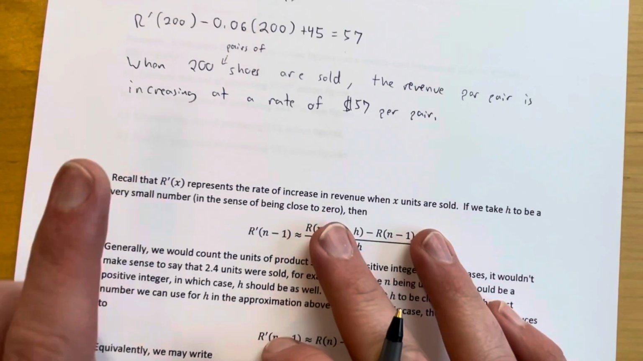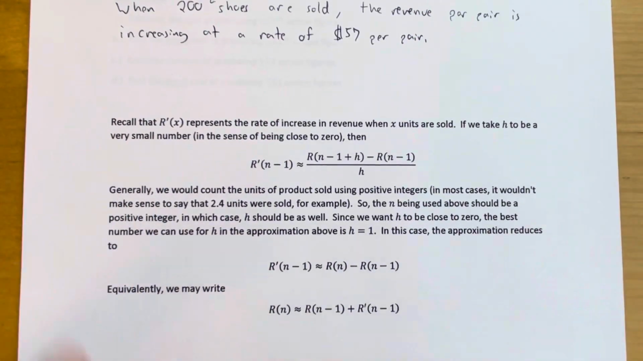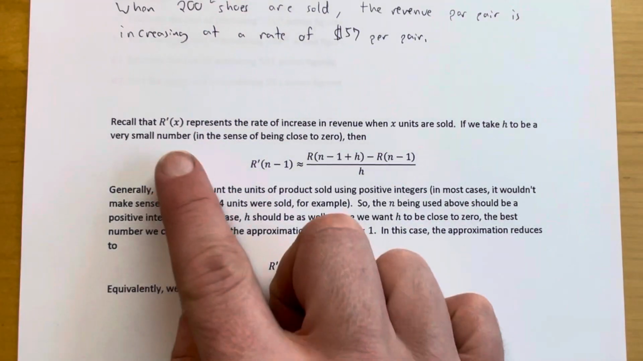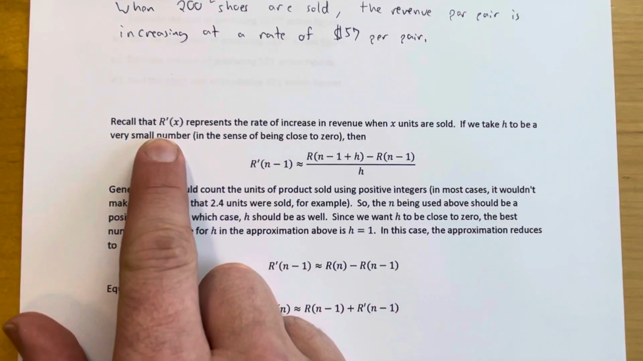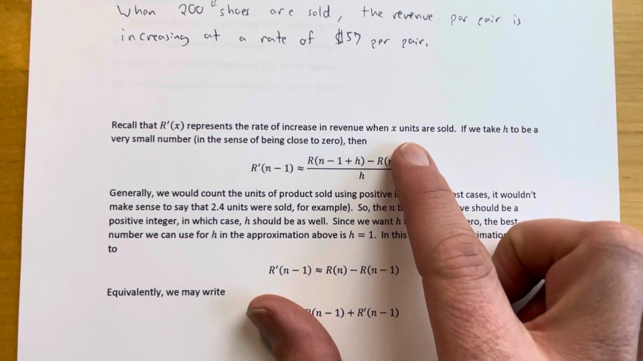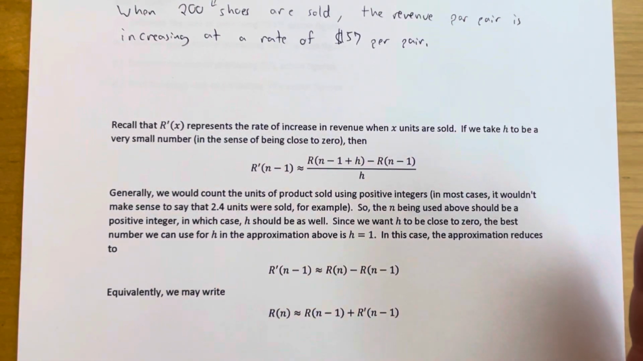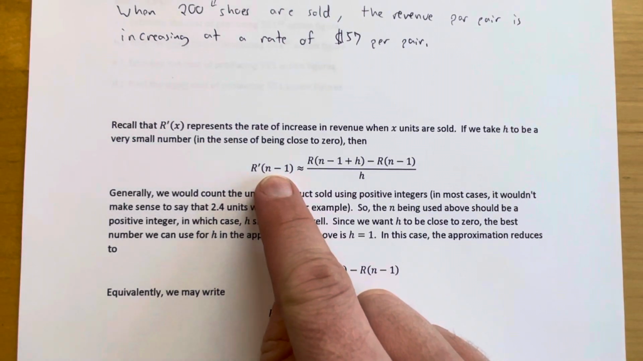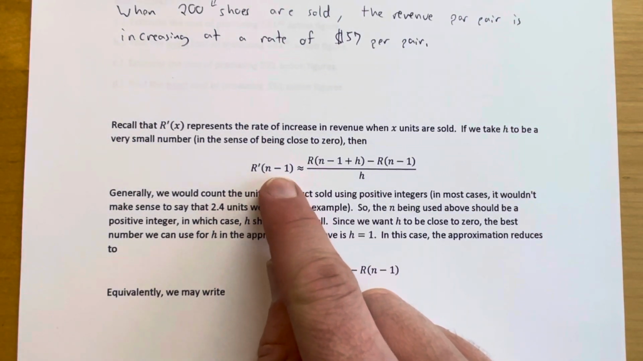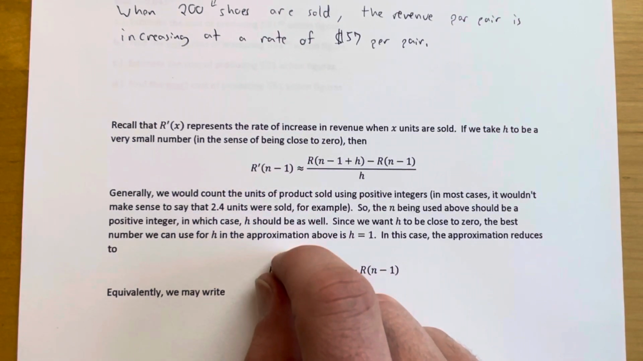So we're going to use these marginal functions for some approximation things. Remember that R prime of x by definition is the rate of increase in revenue, or decrease if it's negative, when x units are sold. But when we're selling a product, we can usually only represent quantities of those products using positive integers. So it doesn't really make sense to plug in something like 0.956 into a function like this. Instead, we need to think of these as positive integers. I'm going to use an n to represent that.